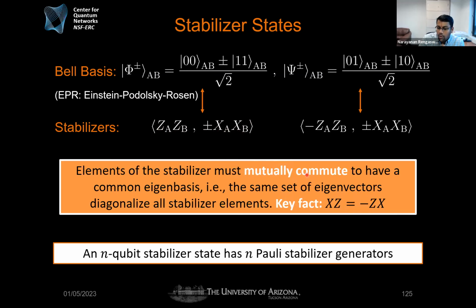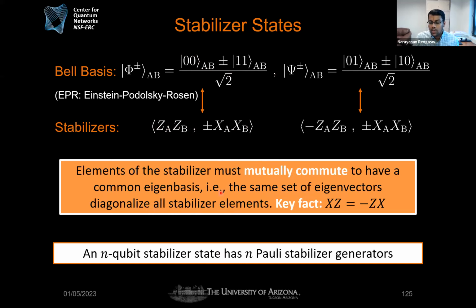And if you can do that, then linear algebra tells us that you can simultaneously diagonalize these stabilizers. And that's when you have the same set of eigenvectors for all these different stabilizer elements. So this is coming directly from linear algebra, which tells us that commuting matrices can be simultaneously diagonalized. And here we have these commuting stabilizers, and that's why they have a common eigenbasis. So these vectors, these Bell basis states, are common eigenvectors of all of these stabilizers.